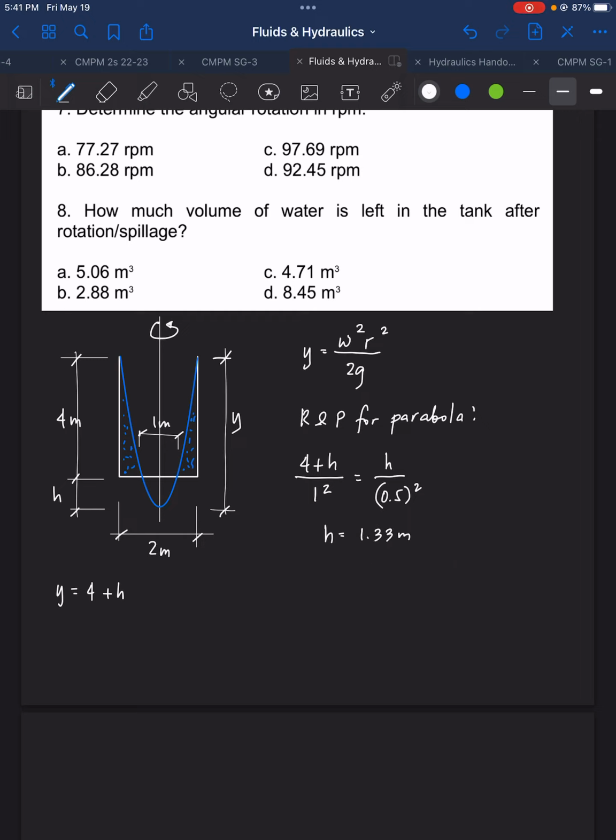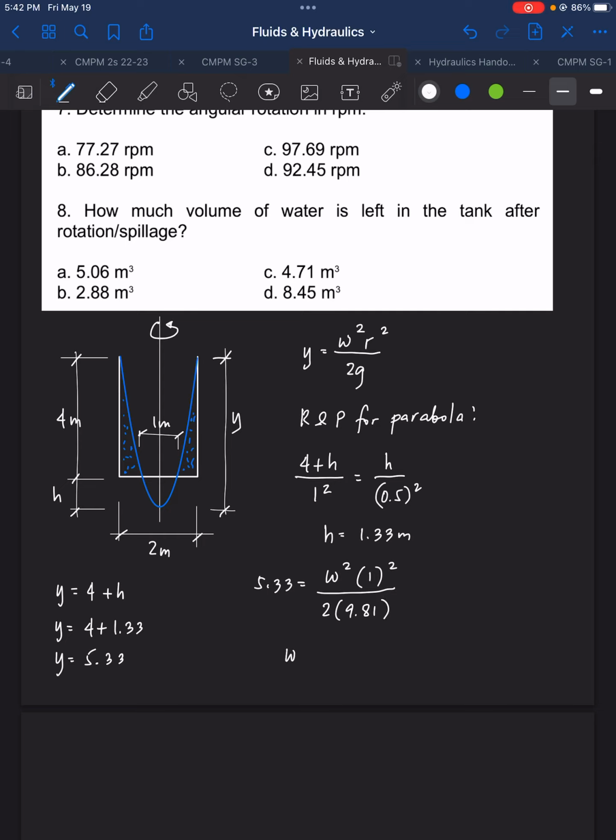1.33 meters. Therefore, from the formula, we now have Y equal to 4 plus 1.33. Therefore, Y is equal to 5.33. Now, from this formula, we have the value for Y. 5.33 equals the angular rotation squared times the radius of the big parabola, all over twice the gravity.